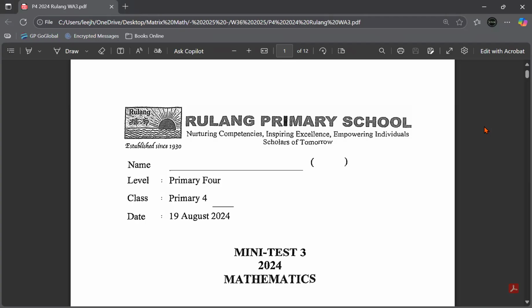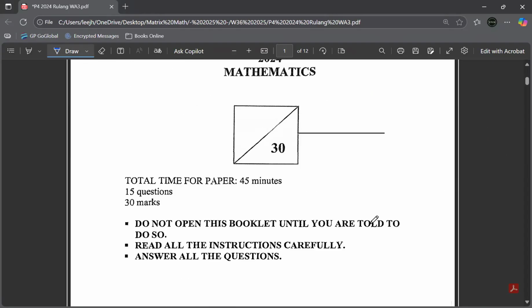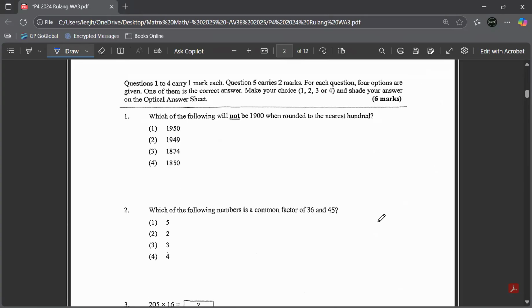For week 36, 2025 exam paper review. This one is from Rulang Primary School. They are SA3, sorry, the weighted assessment 3. Okay, so I'm going to move on. We'll just continue to question 1.